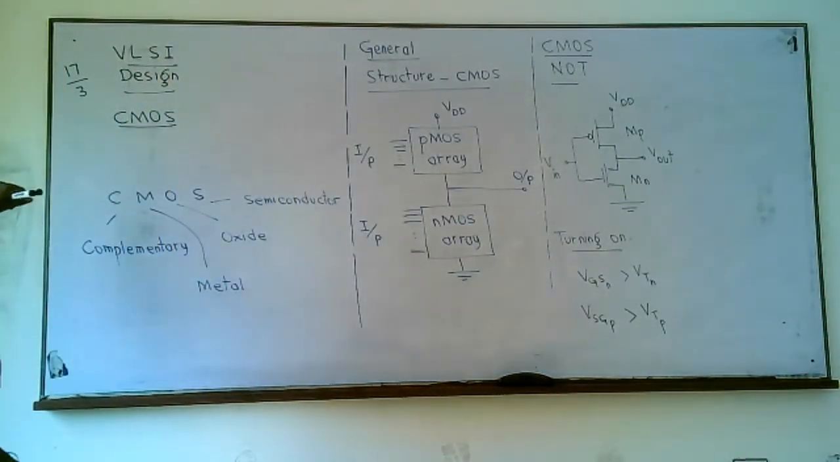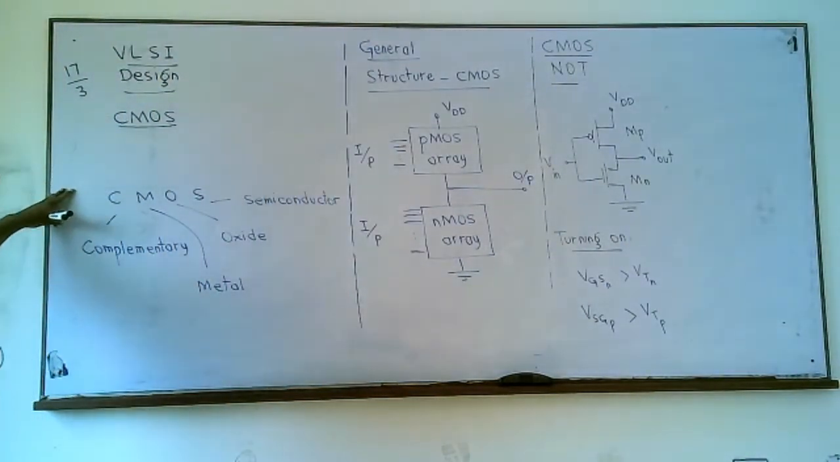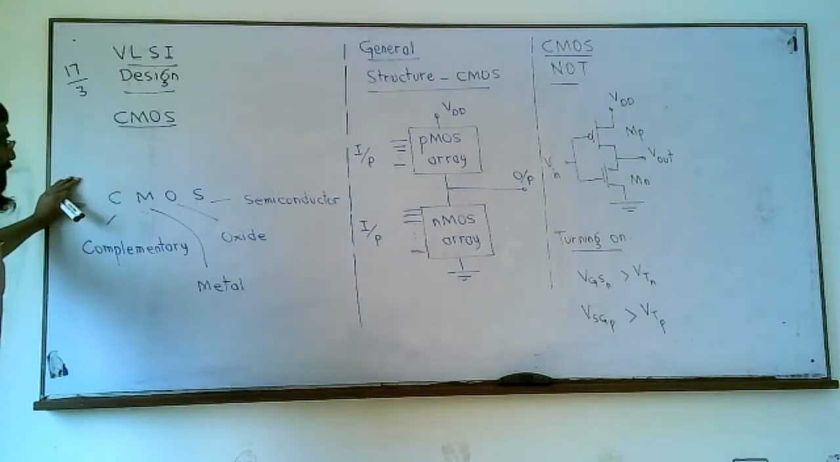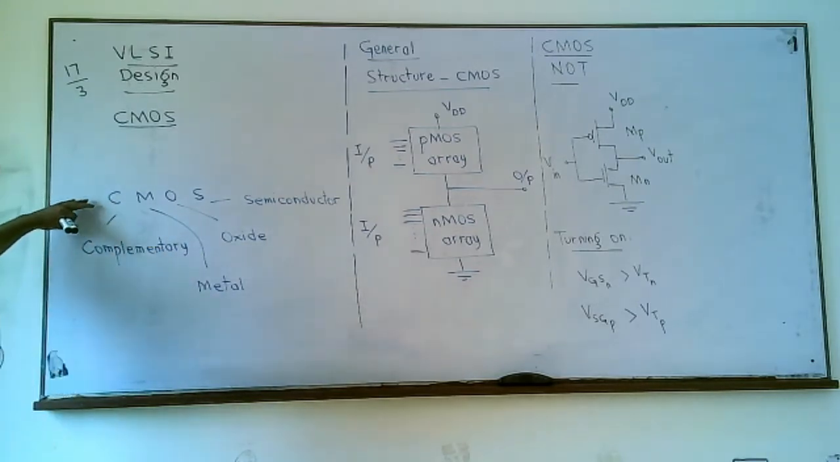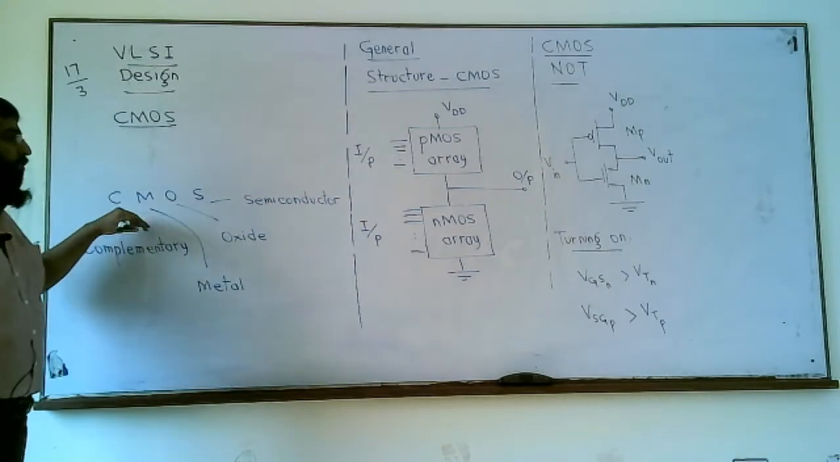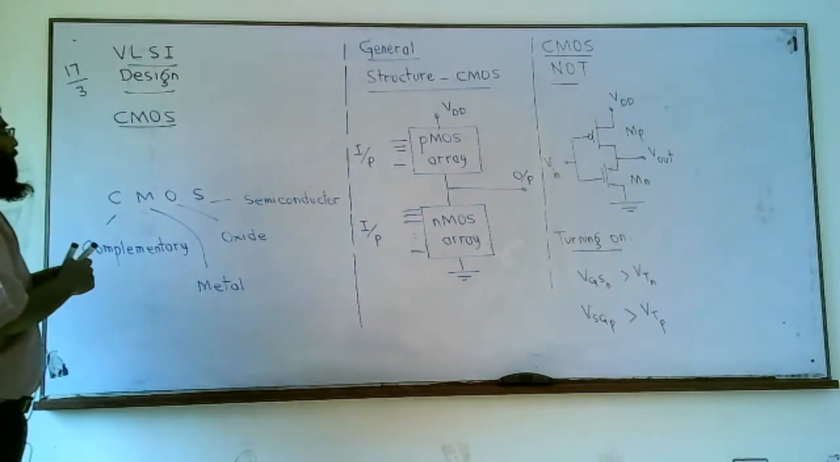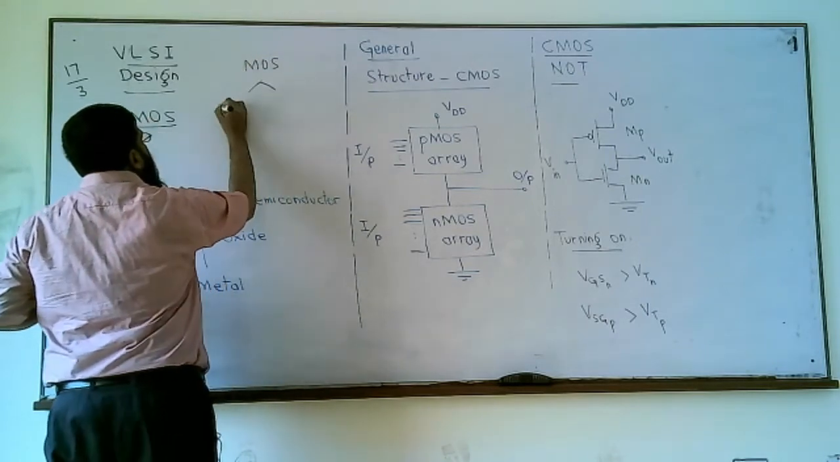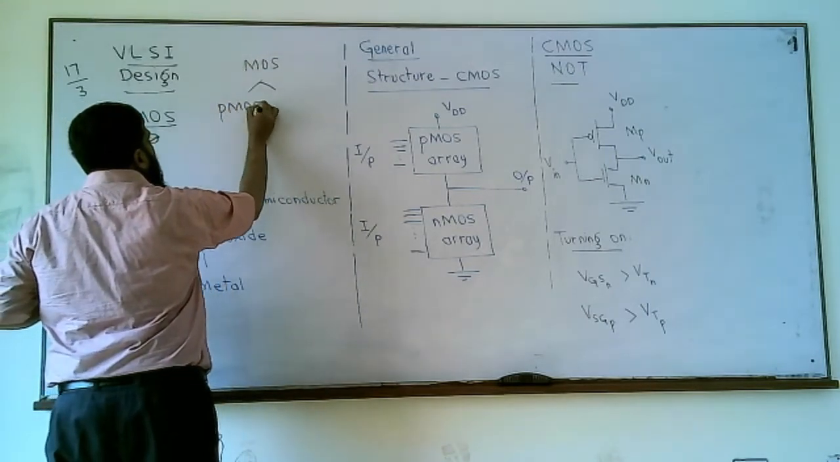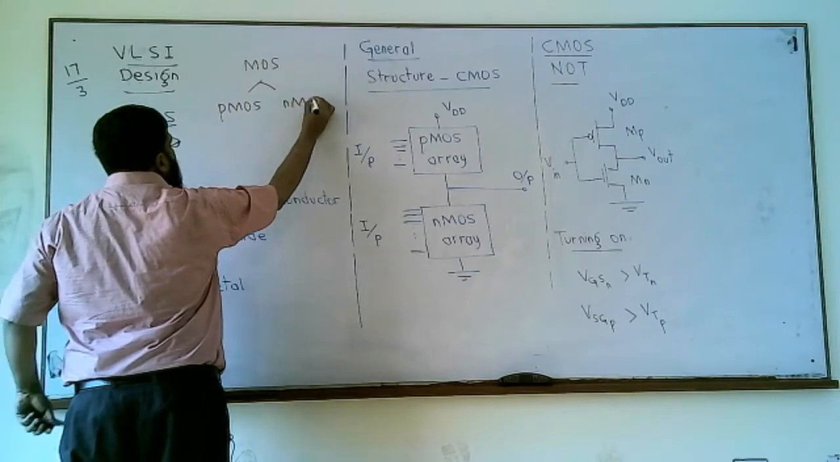Right, welcome to the VLSI design course. In this lecture, we are going to study some basics about CMOS, that is complementary metal oxide semiconductor. We know that it is complementary, and we know what is MOS. MOS is metal oxide semiconductor. We already know that MOS are of two types. They are pMOS and nMOS.